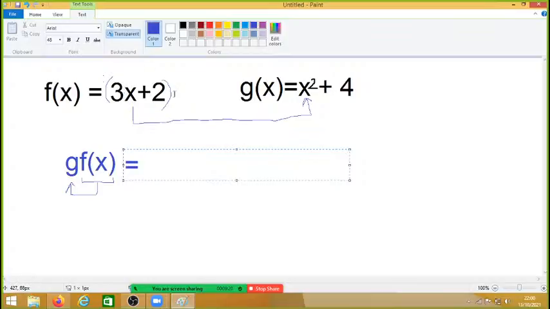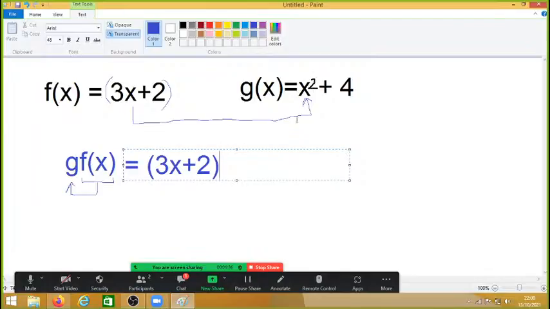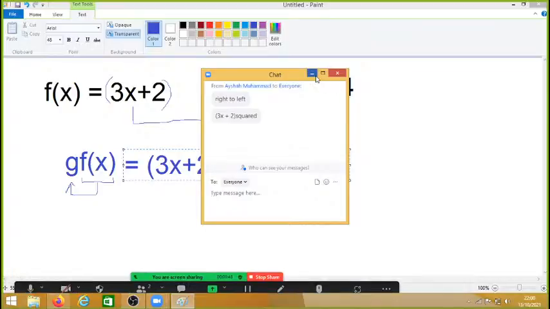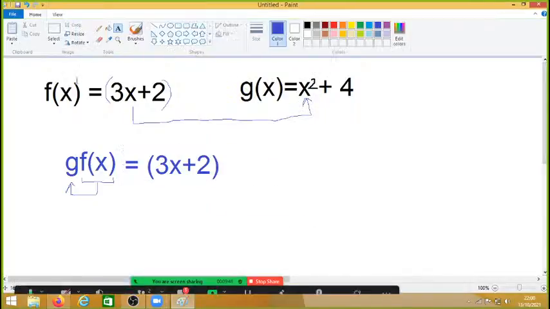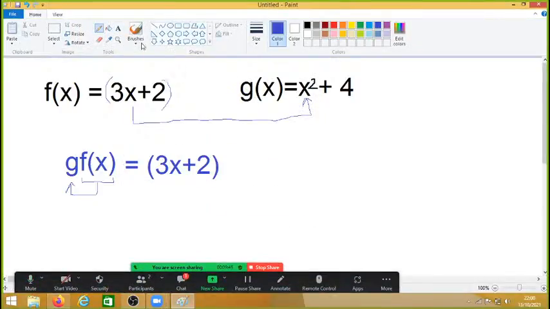So I'm taking that whole 3x plus 2 and putting it into here. There's nothing before the x, so that's exactly the first thing I write: the 3x plus 2 being put in the place where the x is, and then straight after the x is a squared plus 4. So let's see how you did. 3x plus 2 squared is good, excellent, plus the 4.